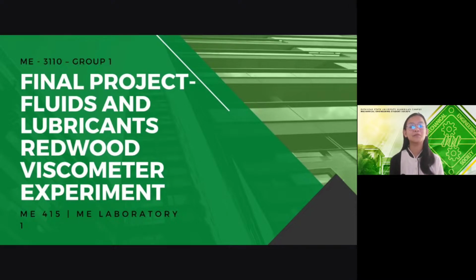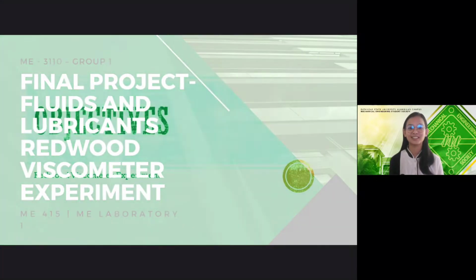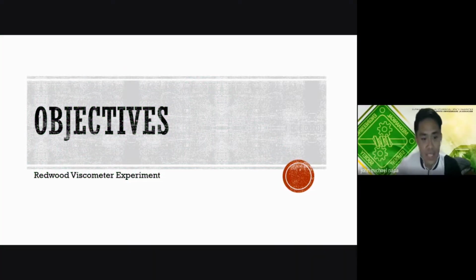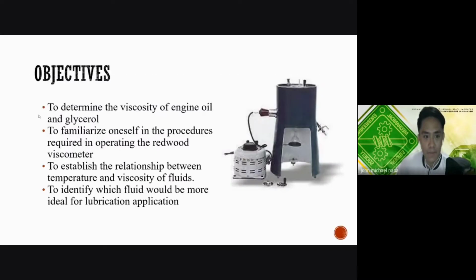Viscosity of the fluid may be measured in several ways, and one of which is by determining the time required for a definite amount of the liquid to flow through a capillary. Such method includes the use of Redwood viscometers. The objectives for the Redwood Viscometer experiment are: first is to determine the viscosity of engine oil and glycerol.